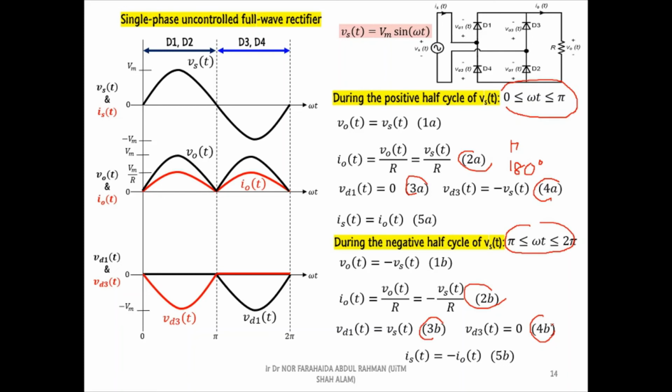Lastly, based on equation 5a and 5b, we can sketch the supply current waveform on the top axis. Based on equation 5a, we can see that the wave shape of the supply current waveform is similar to the output current waveform. However, according to equation 5b, the supply current waveform is opposite to the output current waveform. Thus, the wave shape of the supply current is sinusoidal.